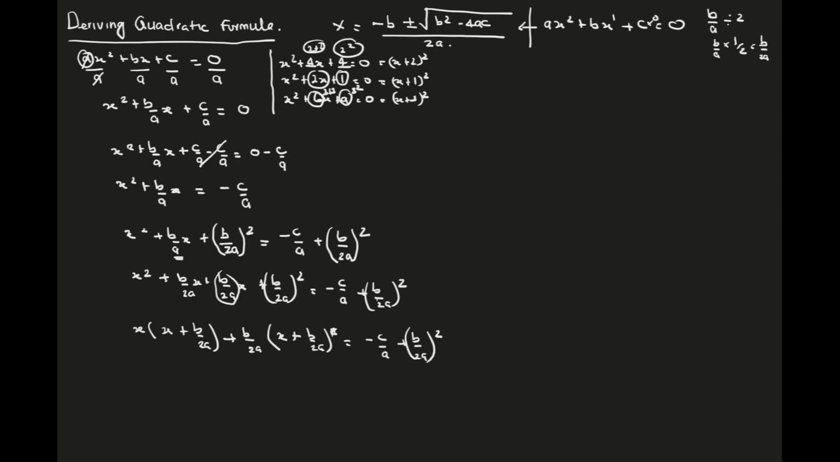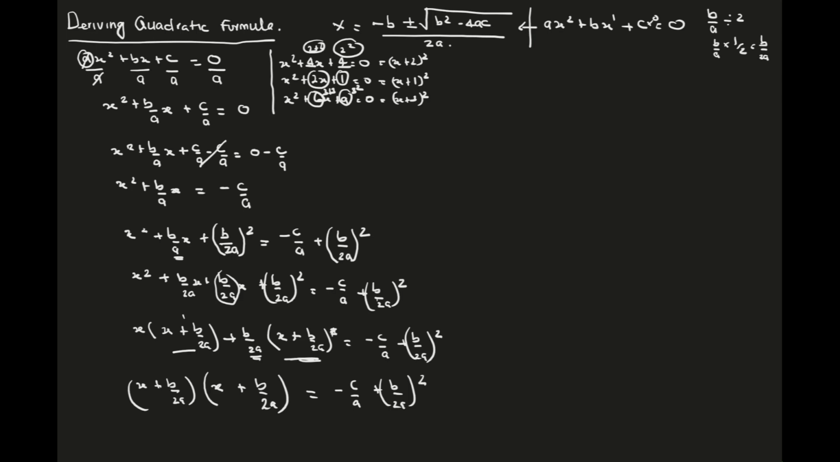Now what's our next step here? Our next step is that this is common, like I showed you in the other examples. So this will be b over 2a, right? We factor it out. What do we have remaining in this set? We have x. What do we have remaining in this set? If we take out this, we have this remaining, which is plus b over 2a, right? Is equal to minus c over a plus b over 2a squared here.